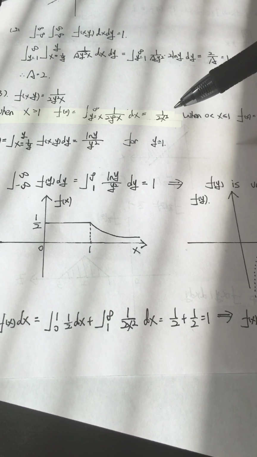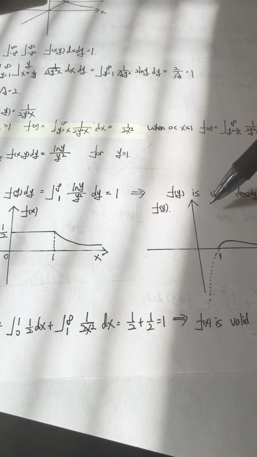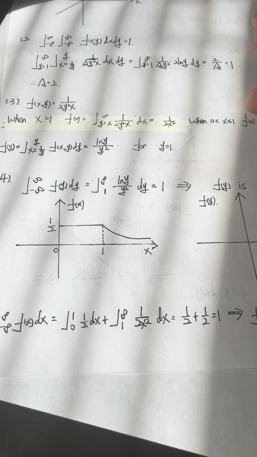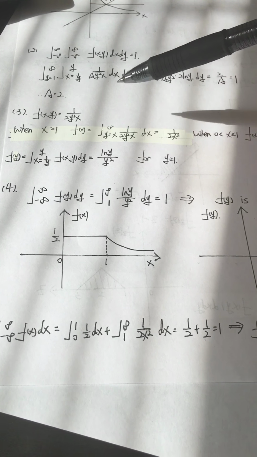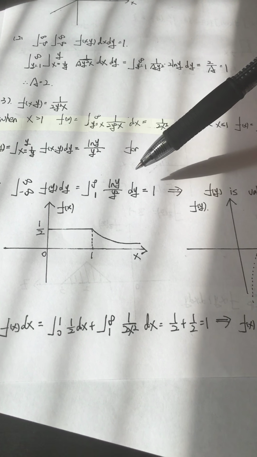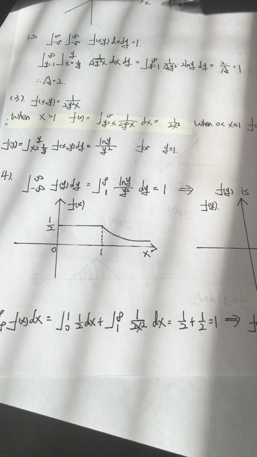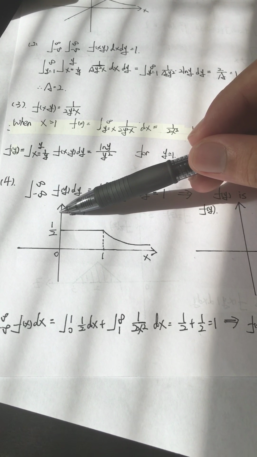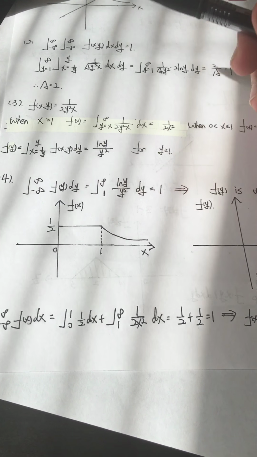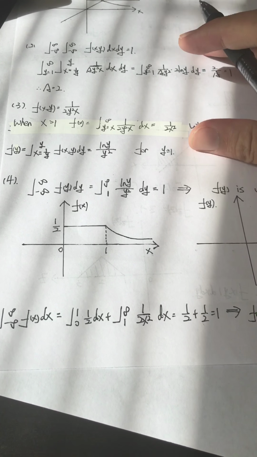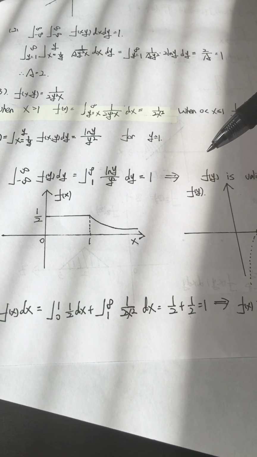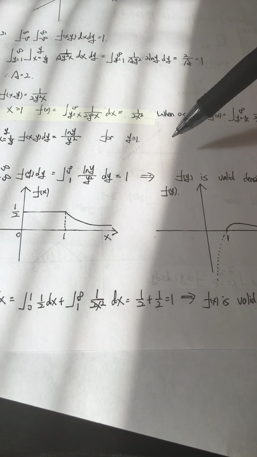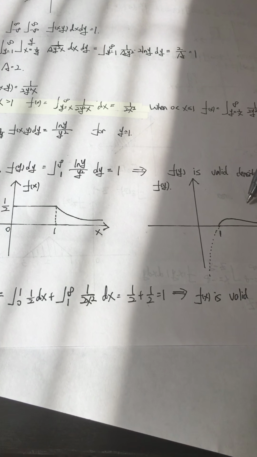Okay, to verify that these two functions are valid density functions, according to the definition of valid density functions, integrate the PDF of x or y from minus infinity to infinity. We can get that they are both equal to 1, so we can verify that both of these two functions are valid density functions.